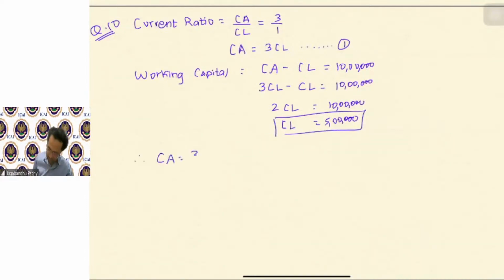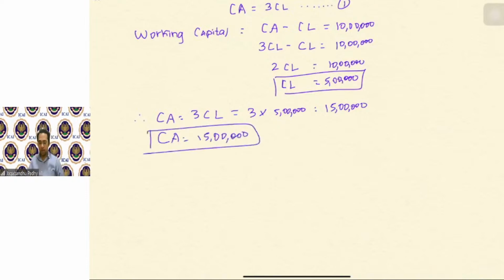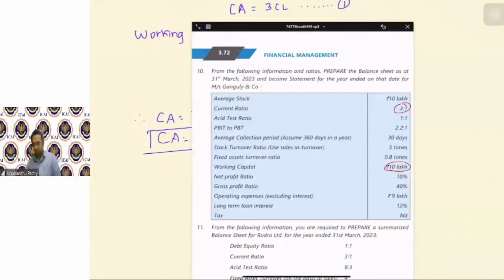Therefore, current asset will be 3 times of current liability, 3 into 5 lakh, which is 15 lakh. The current asset is 15 lakh. So we connected working capital and current ratio to arrive at these numbers.